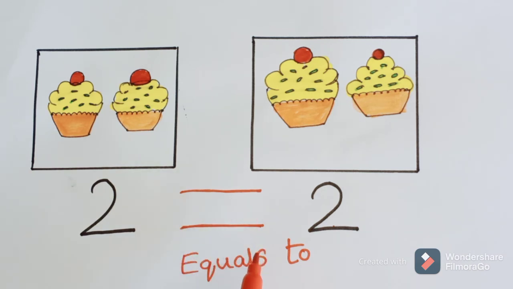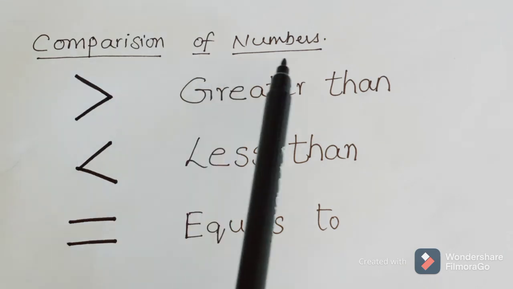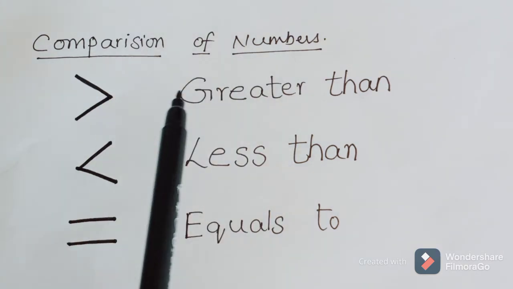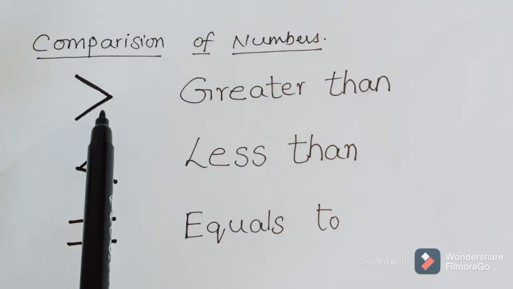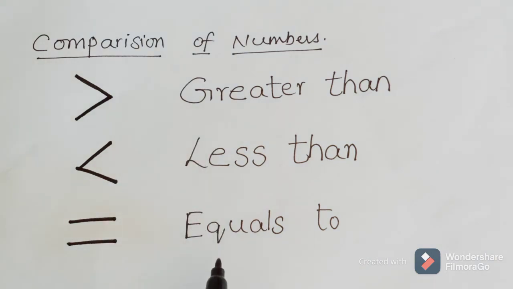Now have you understood, children, the three symbols? What are the three symbols? Greater than, less than and equal to. So to compare any two numbers, what are the symbols we use? Greater than, less than, equals to.